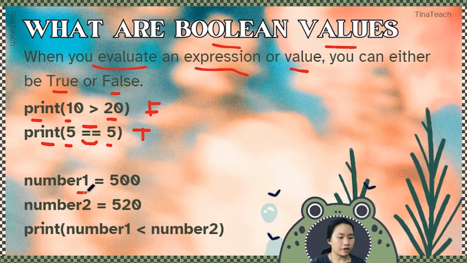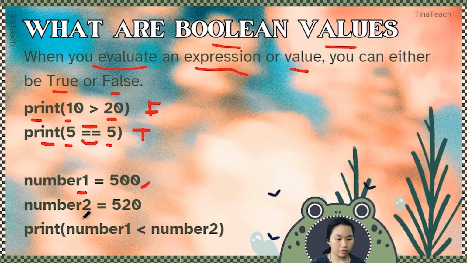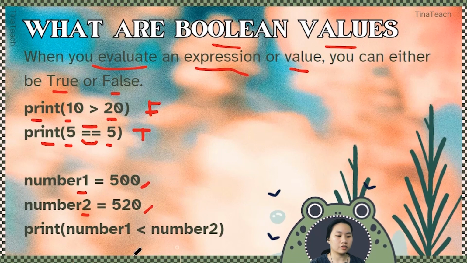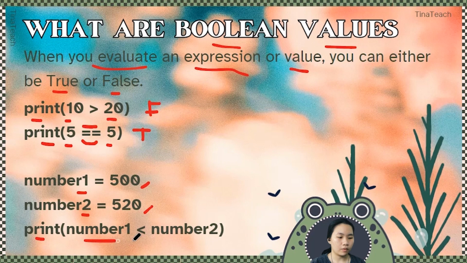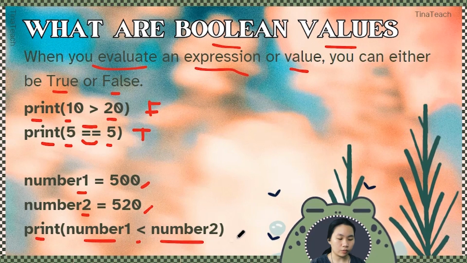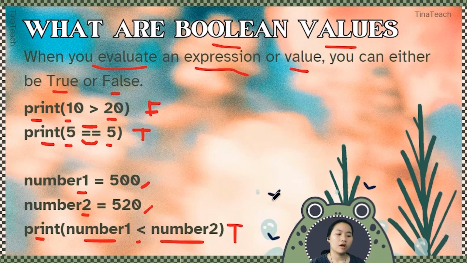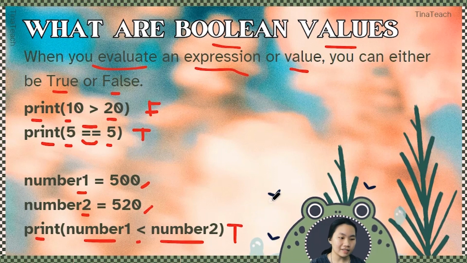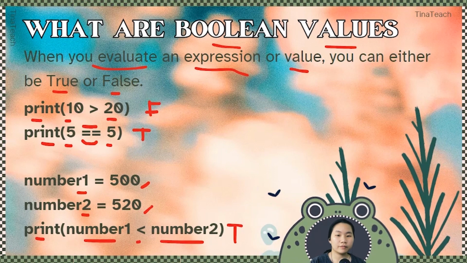Here I have the variable number 1 equals to 500, number 2 equals to 520. Print number 1 is less than number 2, which will evaluate into true because 500 is less than 520. As simple as that, okay?